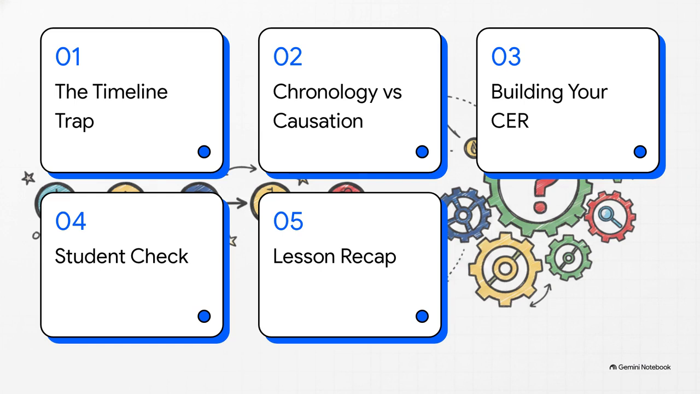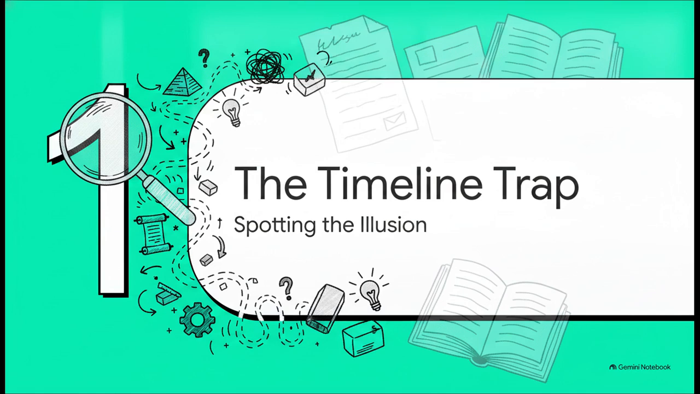So here is our roadmap for today's explainer. 1. The timeline trap. 2. Chronology versus causation. 3. Building your CER. 4. Student check. And 5. Lesson recap.